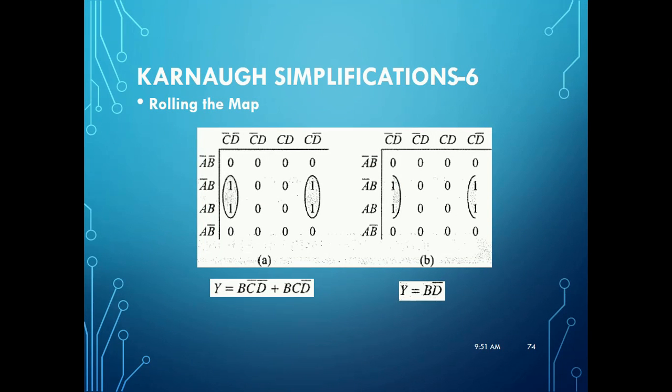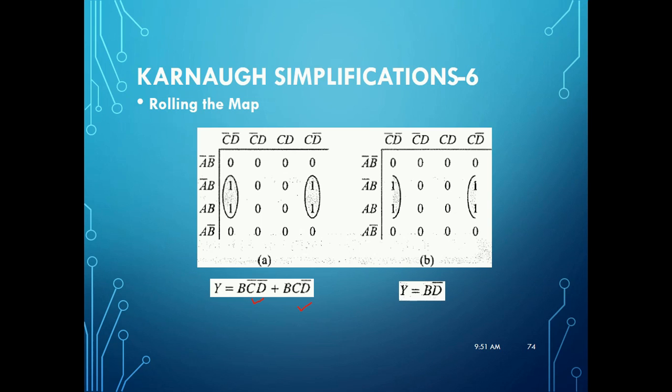Now let us see the rolling of the map. You can see in this particular problem that it is a four variable map. You can see one over here, and also ones placed in these particular positions. By seeing this, you may think you can do pairing. Some students may think that you can do pairing, but that is not right. Why? Because you get two terms. Instead of that, you can see a quad.